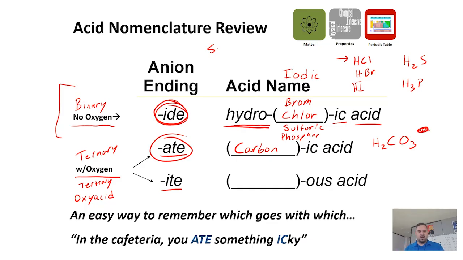All right, let's do another one. Let's do nitrate. So what's the formula for nitrate? What's the charge? And then how many hydrogens? 1 hydrogen to balance out this negative charge. And then what are we going to call nitrate?